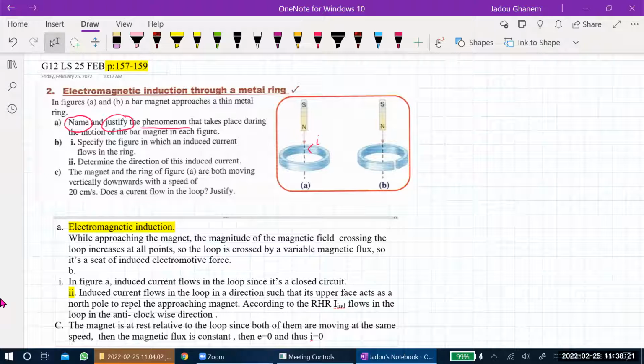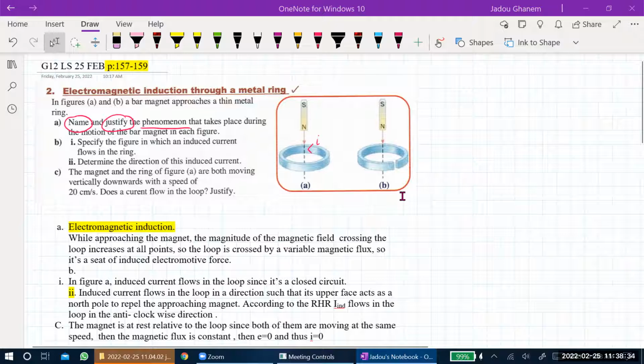Yes, it's not zero, but it's going to be constant. It's not zero because if we just try to remember the formula for the magnetic flux, flux equals N times B times S cosine the angle. So the magnetic field is not zero here. And the number of the loops is constant and the area is constant. So everything is constant, but different than zero.